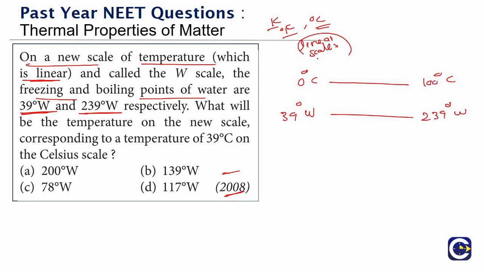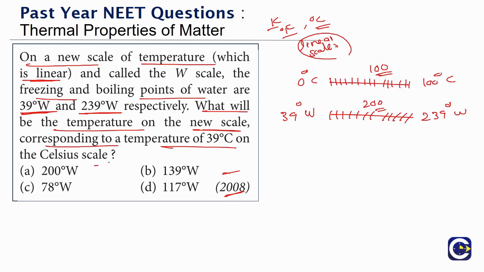Now the word linear basically means the scale is divided uniformly. That is what it means by linear. Like here, the Celsius scale is divided into how many units between 0 and 100? 100 equal units. Similarly here, the difference 239 minus 39 will be 200. This is divided into 200 equal units. What will be the temperature on the new scale corresponding to a temperature of 39 on the Celsius scale? They are giving us a Celsius scale temperature of 39. Imagine what the corresponding temperature on the new scale is.